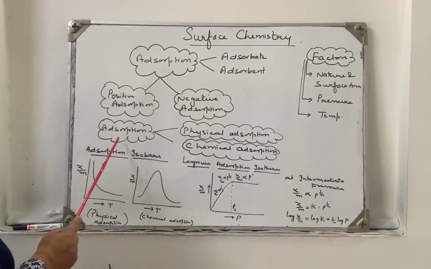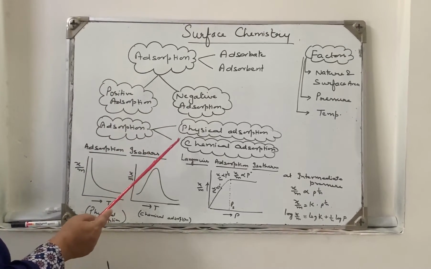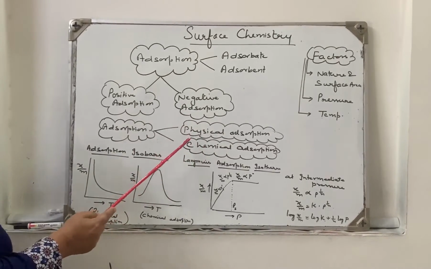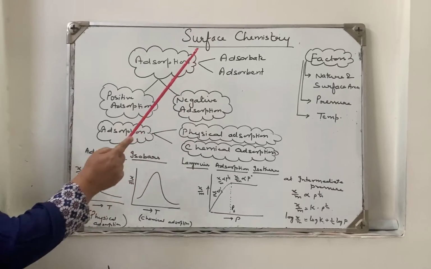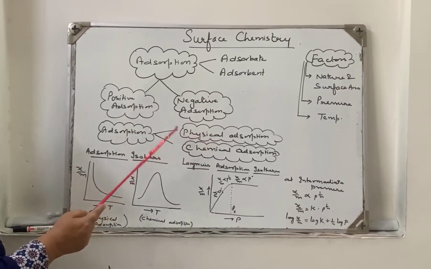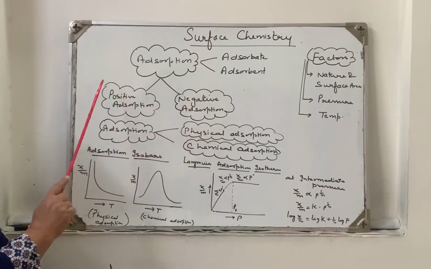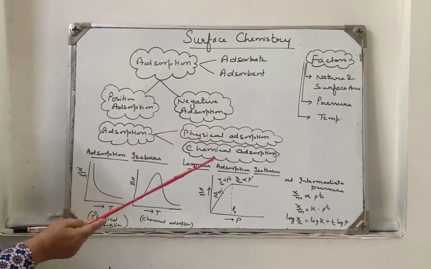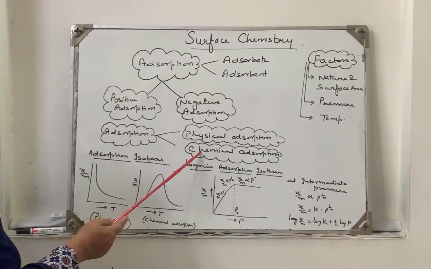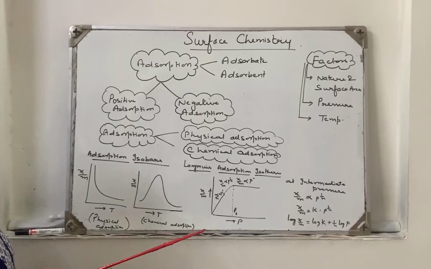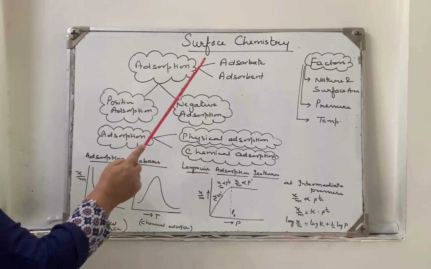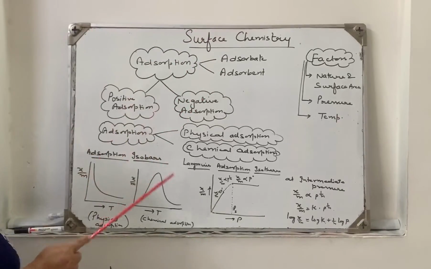Again, we can divide the adsorption on the basis of forces. That is physical adsorption and chemical adsorption. Physical adsorption means the forces between adsorbate and adsorbent are only van der Waals. No surface compounds are formed, not much heat is liberated in this case, then it is physical adsorption. And in the chemical adsorption, definitely a surface compound is formed. In this case, a strong force, so a strong covalent bond is formed between the adsorbate and adsorbent.